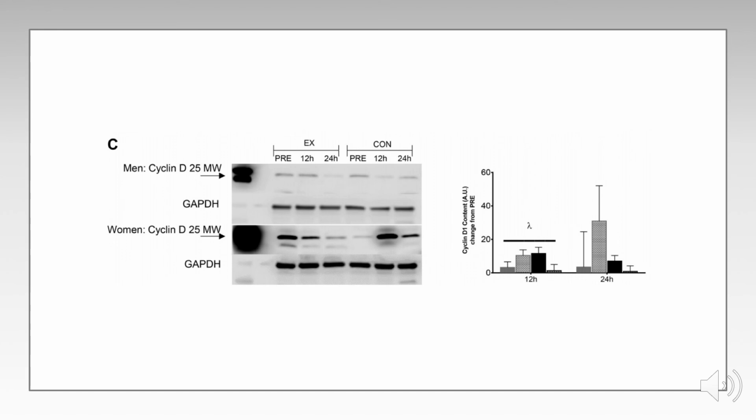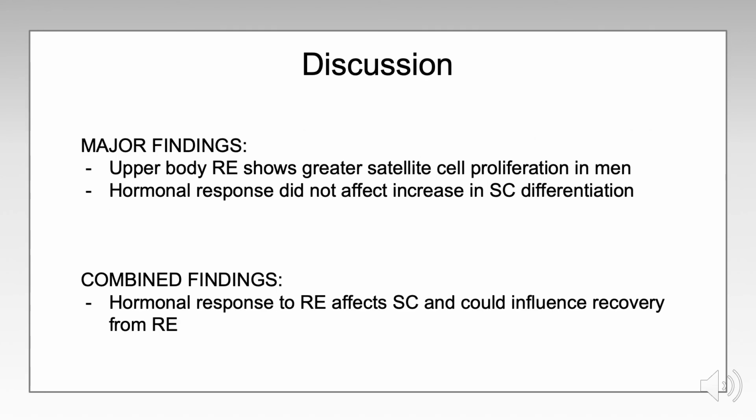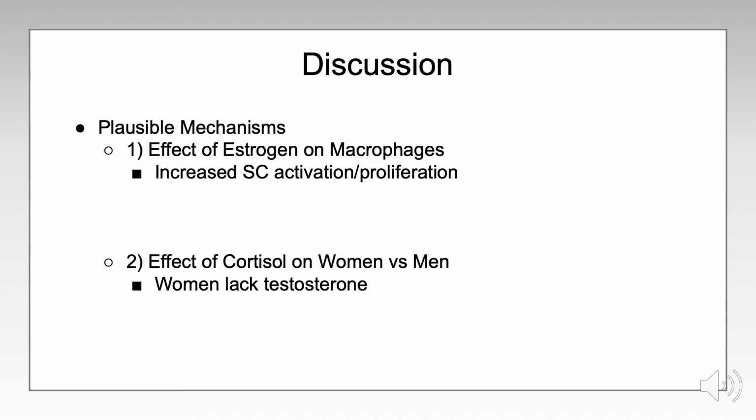12 to 24 hours. Upper body resistance exercise increases in hormones and resulted in greater satellite cell proliferation in men but not in women. They also found that the hormonal response did not affect the increase in satellite cell differentiation. Hormonal response to resistance exercise affects the satellite cell proliferation and differentiation and thus could influence recovery from resistance exercise.